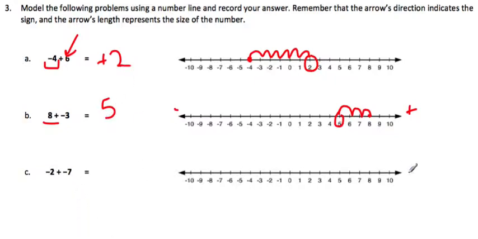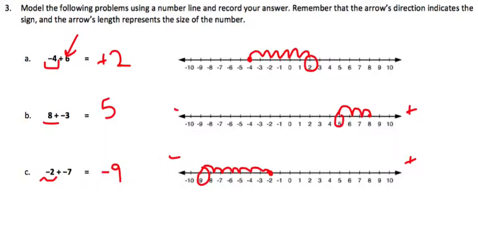Okay, here we're going to start at a -2, because right here we have a -2. And then we're going to add 7 in the negative direction. Of course, this side's the negative direction, positive direction, so that's 7. So 1, 2, 3, 4, 5, 6, 7. Boom, we end up at a -9.